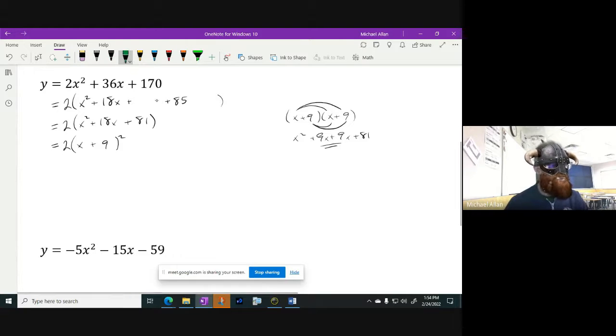Now there's no 81, it's close, it's 85, but not 81. So I'm going to have to put an 81 here, but I have to subtract the 81 as well, to make sure I don't really change the equation. Then I'm going to take these two, add them together, or subtract them, I guess. You're always going to subtract this second number anyway. So subtract them. So I get 4.